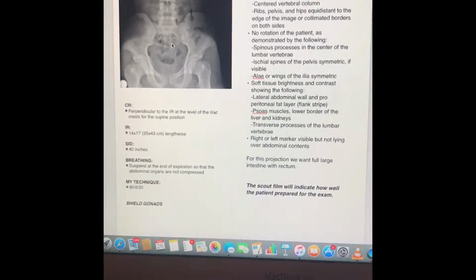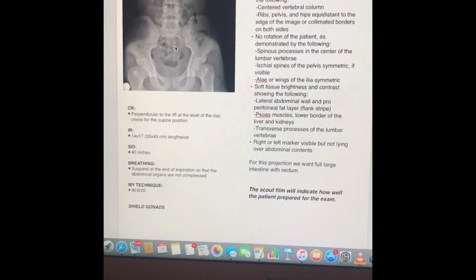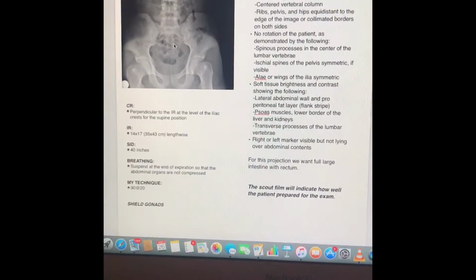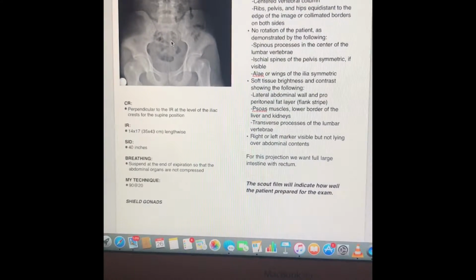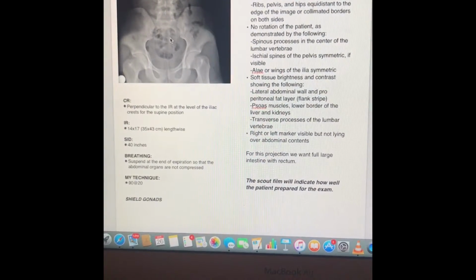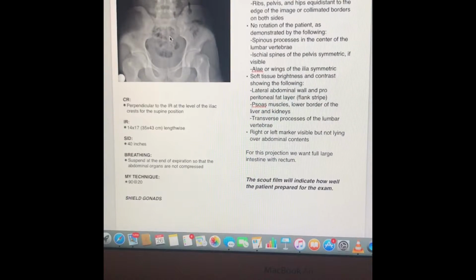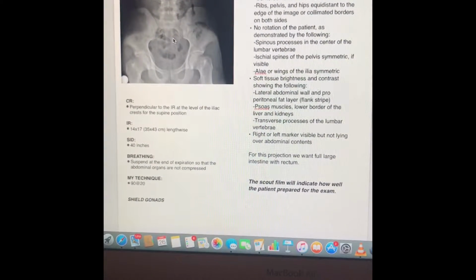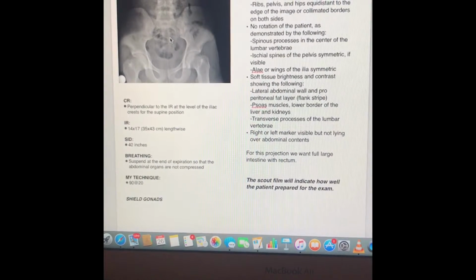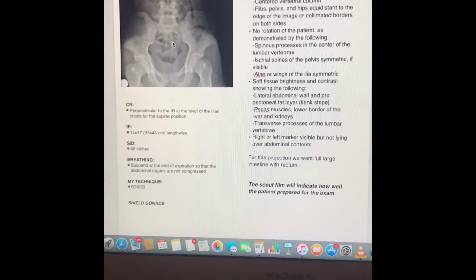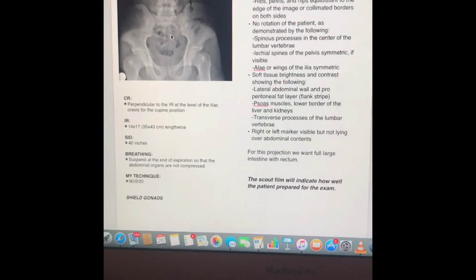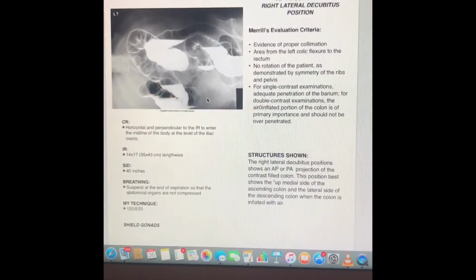My CR for this image was perpendicular to the IR at the level of the iliac crest. For the supine position, IR was 14 by 17 inches lengthwise, SID 40 inches, and breathing suspended at the end of expiration so that the abdominal organs are not compressed. And my technique was 90 at 20, and I shielded my patient.